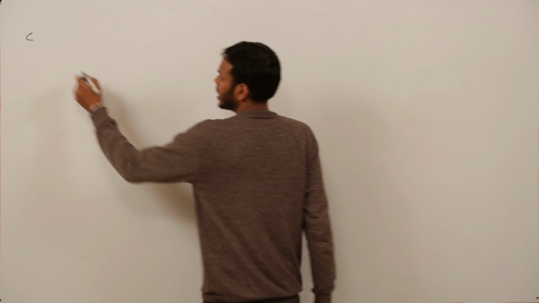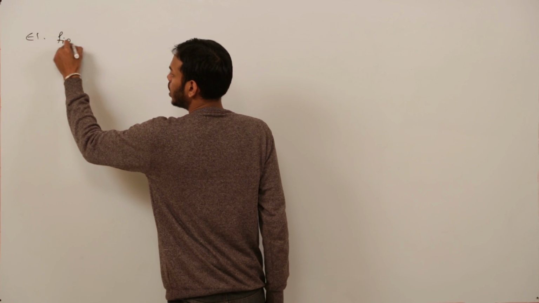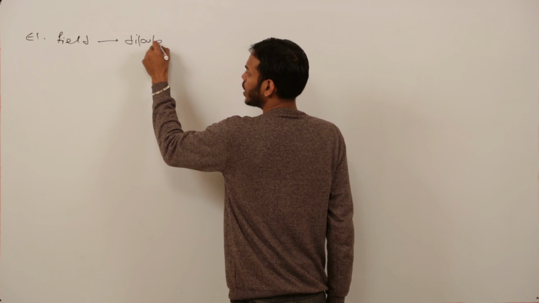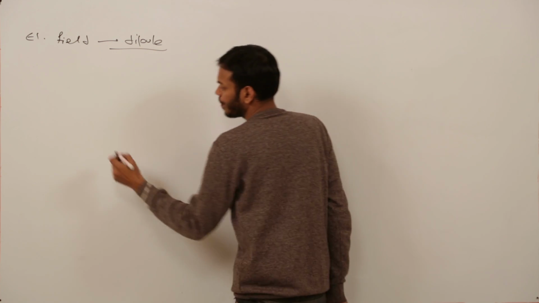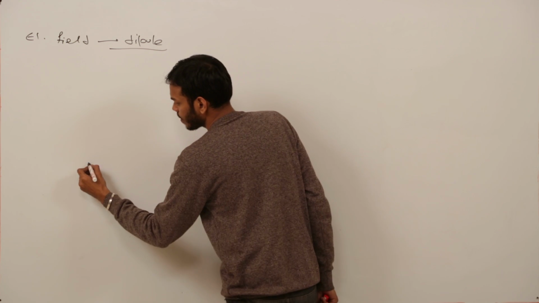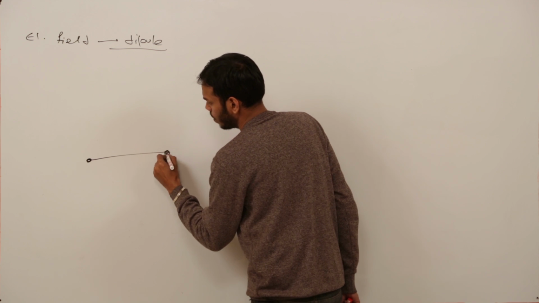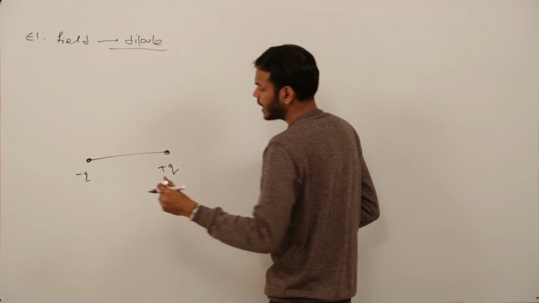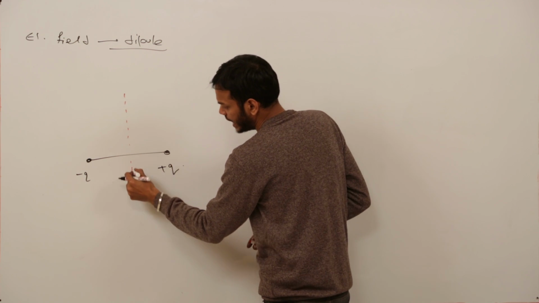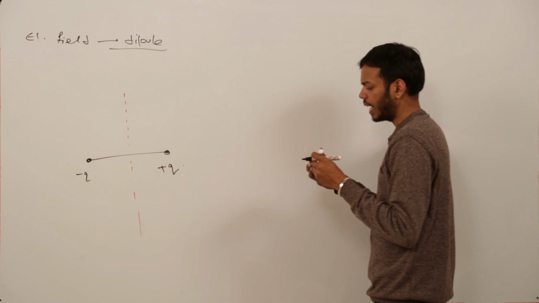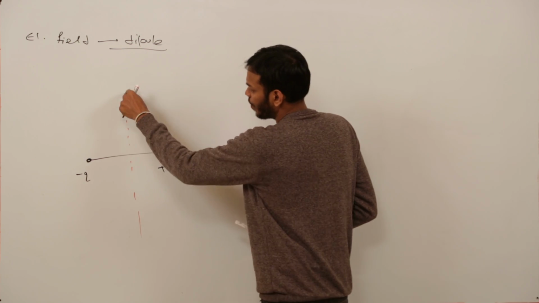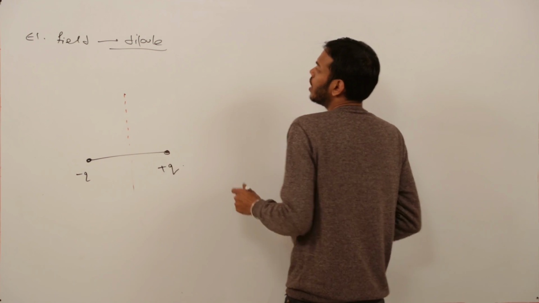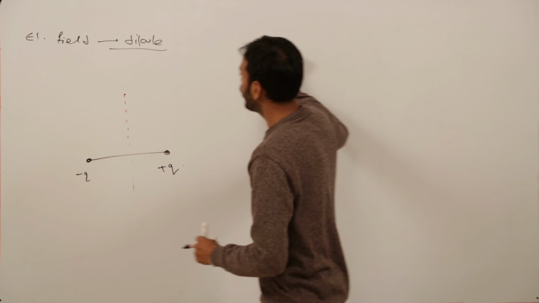Then the next part, electric field due to a dipole on an equatorial point. What is an equatorial point? Minus Q, plus Q. I want to find the electric field at the equatorial line, anywhere on this line. So I am finding my electric field on this point. How do you find it?